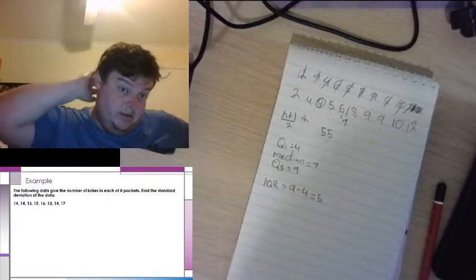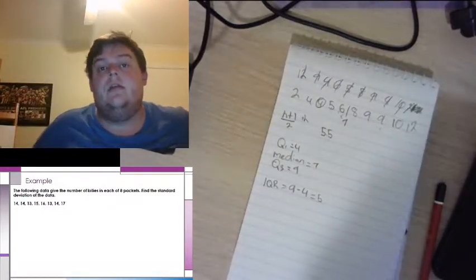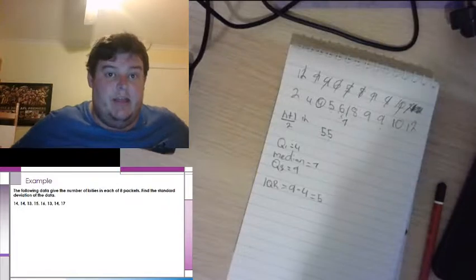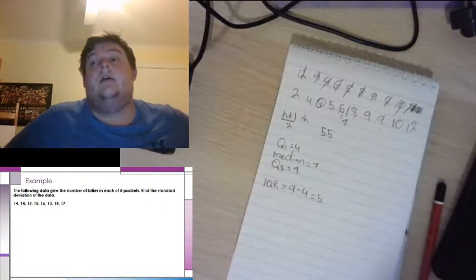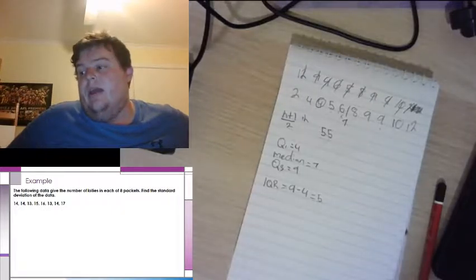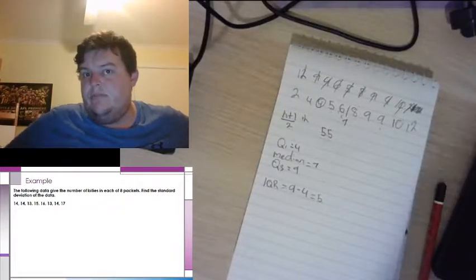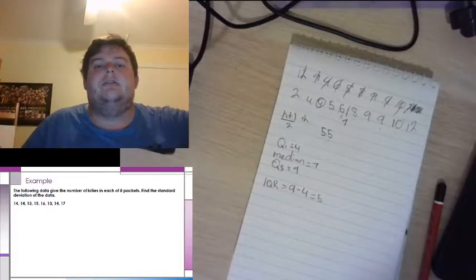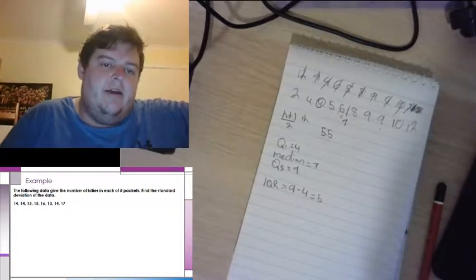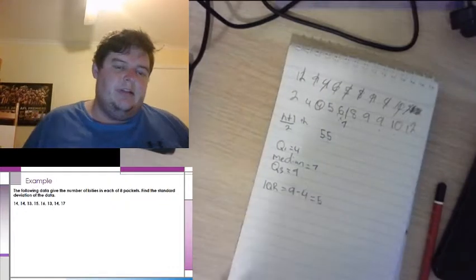Oh, standard deviation. Alright, so let me make this as clear as I can. Standard deviation, I will talk about it now, but you won't have to do this by hand in general maths. So it's important for you to understand what it is, so you can describe it properly, but you won't have to do this. So I'm not going to do it on paper because it's a complicated process.